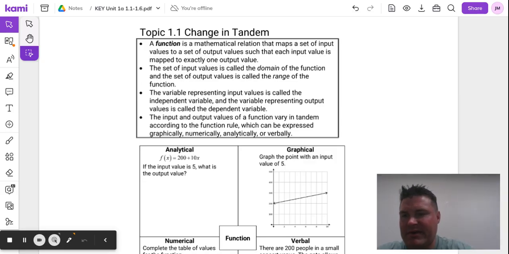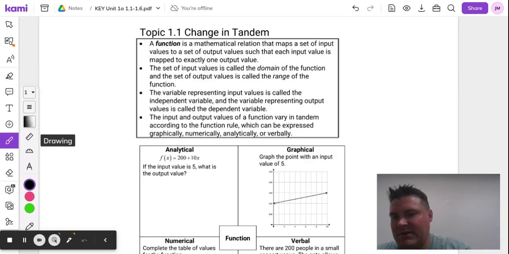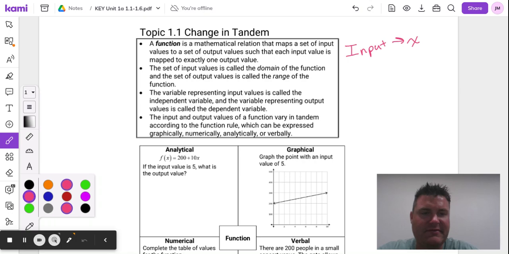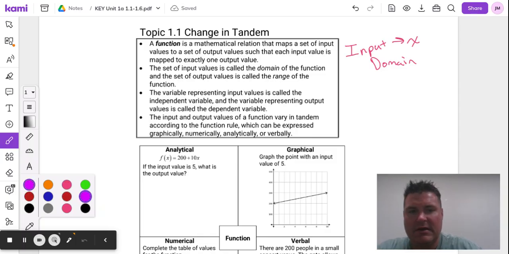A couple of important vocab words we need to know: if we have an input, that's going to relate to our x variable for what we're dealing with today. Sometimes the input is t for time, and this also relates to our domain. And if we see the word output, that's going to relate to our y.